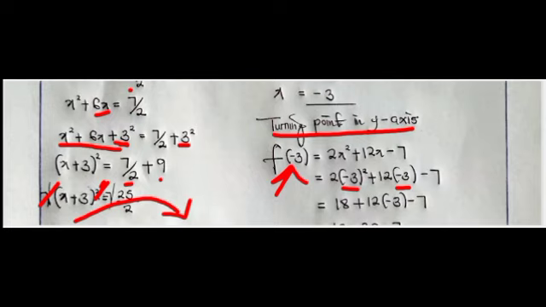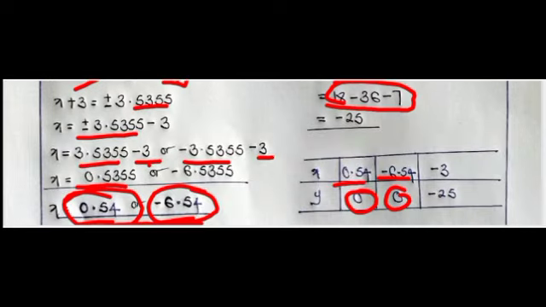In this case, we continue. Negative 3 squared is 9. 9 times 2, we'll get our 18. 12 multiplied by negative 3, we're going to get negative 36. And then we have our minus 7 there. When you plug this in your calculator, you're going to get negative 25. So when x is negative 3, the value of y is negative 25.